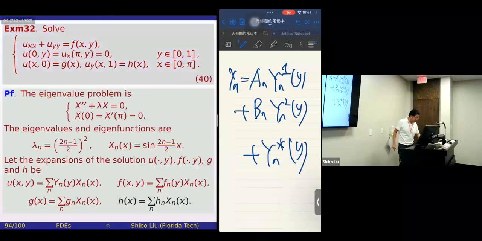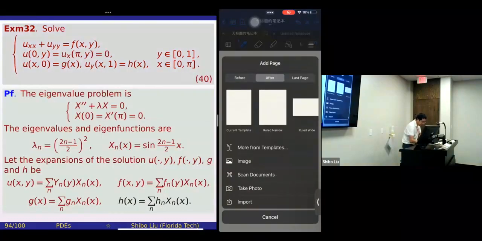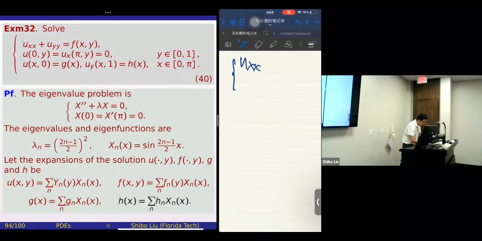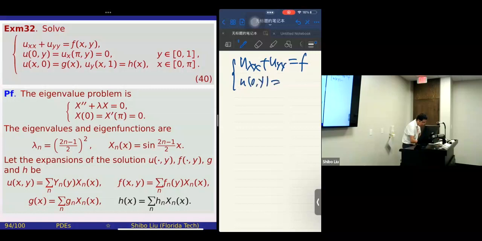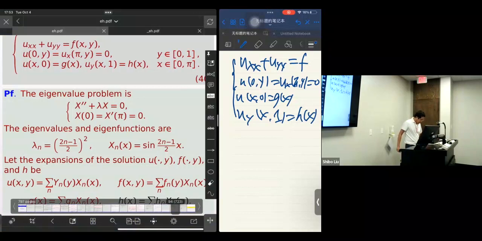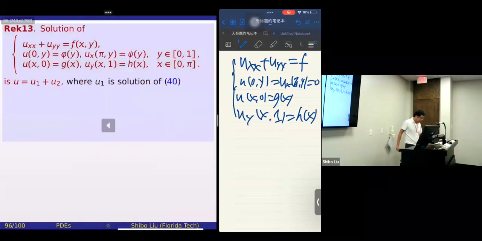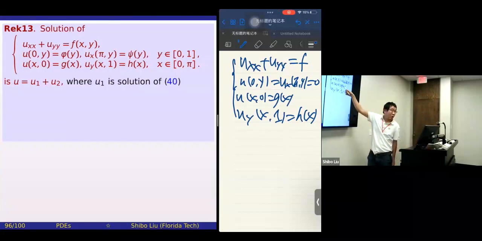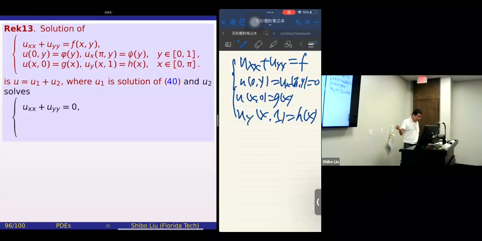Here u1 is the solution of our previous problem, which is here: u_xx plus u_yy equal f, u(0,y) equal u(pi,y) equal 0, u(x,0) equal g(x), u_y(x,1) equal h(x). This is the problem we solved already. u1 is the solution of this problem we already solved. u2 is the solution of this other problem.